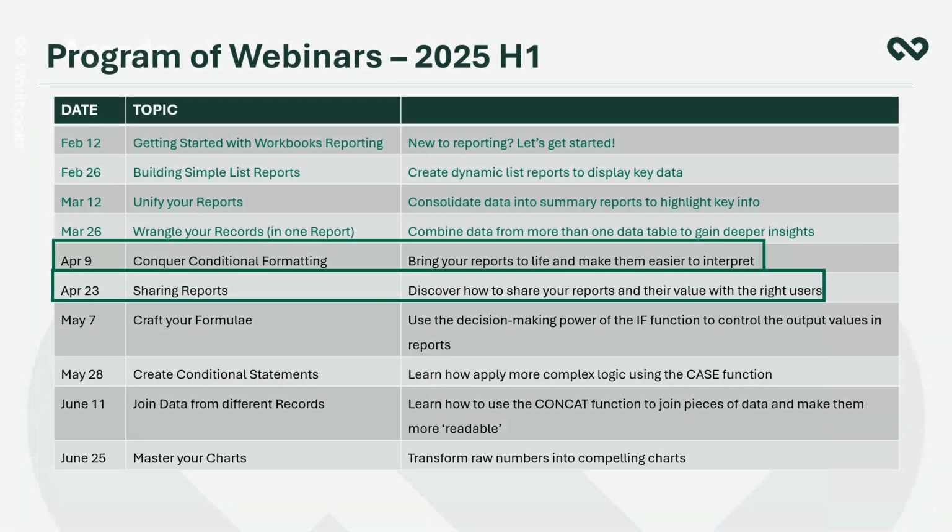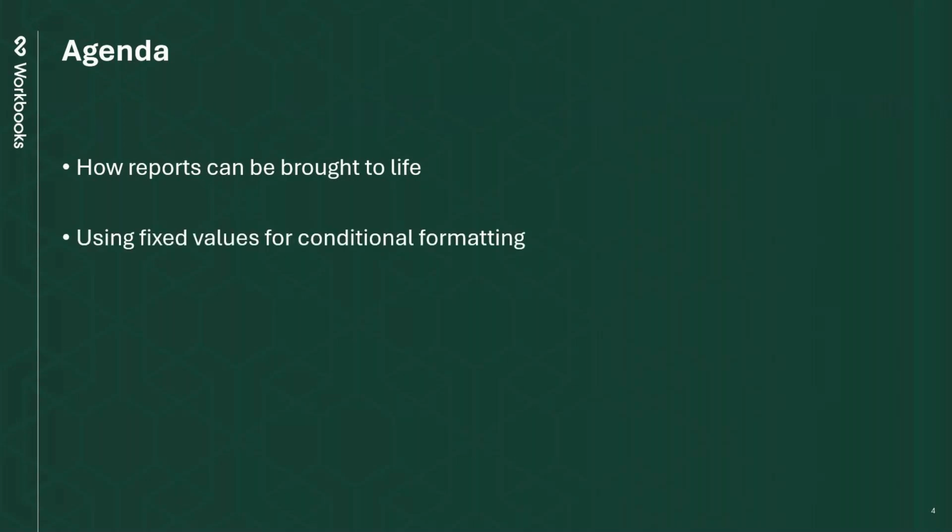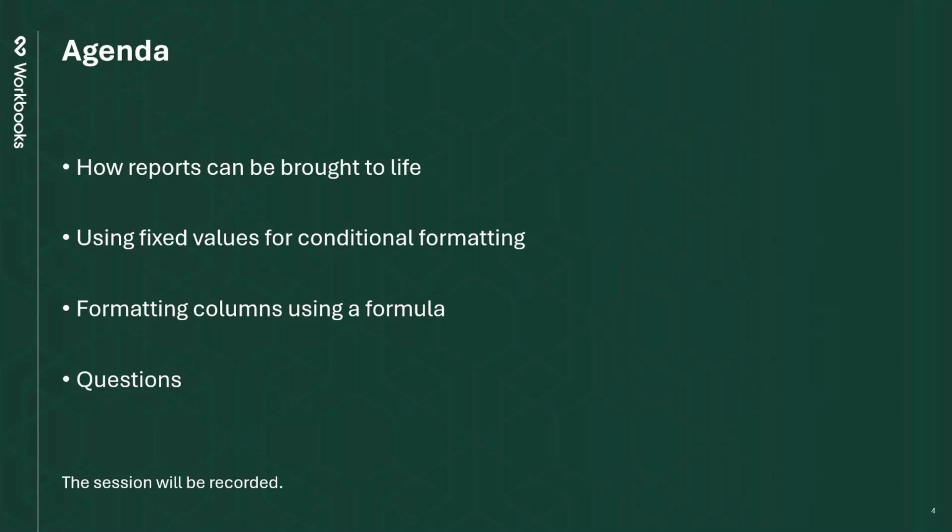So for today, we're going to go through how you can make a report, convey the information you want, and also make it eye-catching. This is going to be done within your report using fixed values and also using calculated conditional styling that would use a formula. After that, there will be time for some questions.